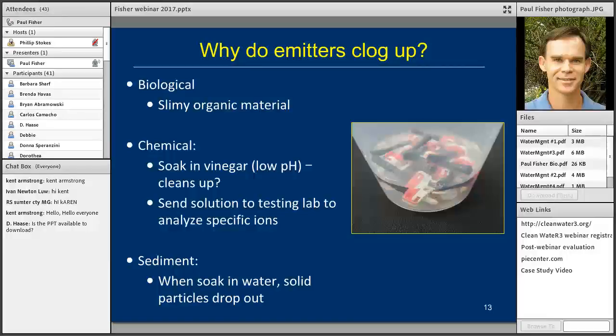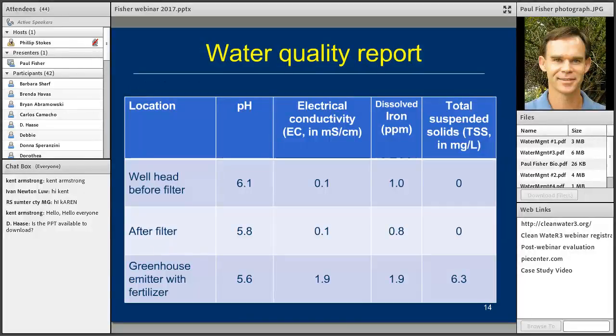We can also send some emitters, or the acid solution that we've used to clean the emitters, off to a nutrient testing lab to see what ions come back. And often it's going to be something like calcium and sulfate and perhaps iron and manganese. It can also just be particles where there's not adequate filtration. And with sediments, it's often going to have a gritty feel to the particles that are clogging the emitter. And when we soak the emitters in water and shake it, then solid particles may drop out.